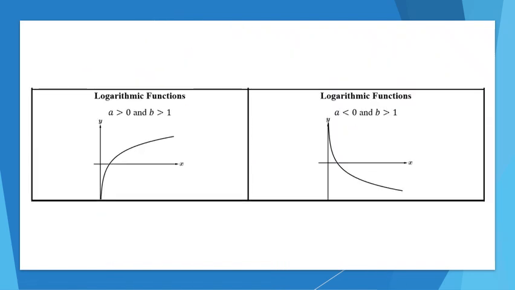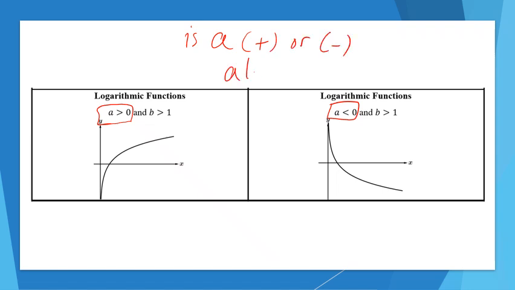So those are the two main graphs. The key characteristic, though, is that this one is where a is greater than 0, and this one is where a is less than 0. Both of them have b greater than 1, so that's not going to be a defining characteristic. It really just becomes, is a positive or negative, is the only thing you're going to look at.